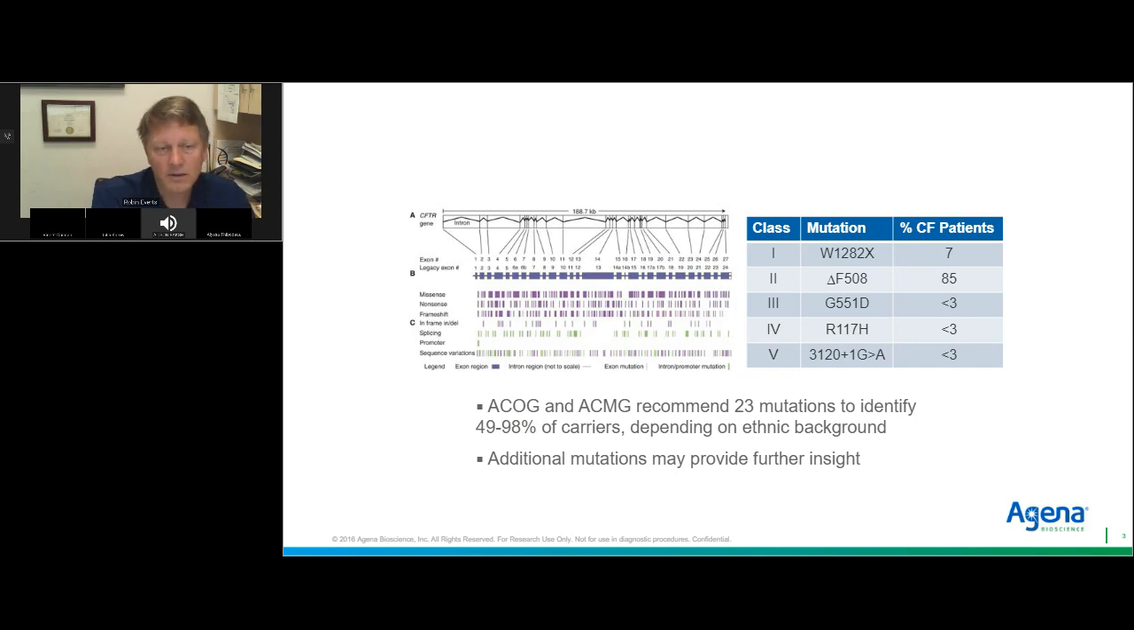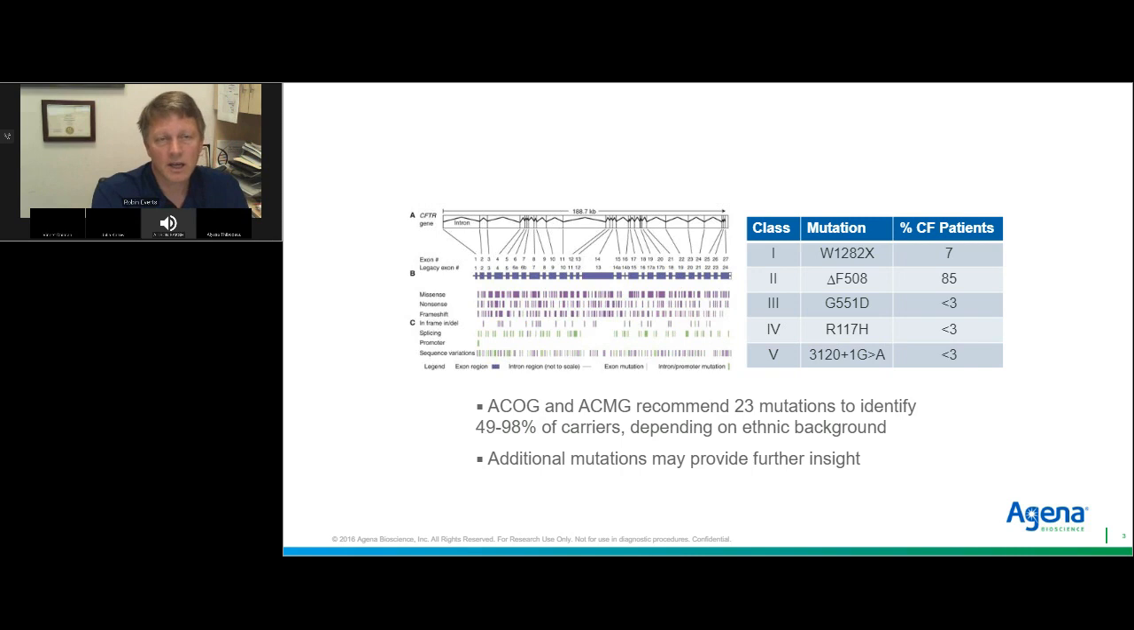As Dr. Dhiman also was talking about, the ACOG or ACMG recommends 23 mutations. And when you look at those mutations, they do really well for people from Caucasian descent, with about 98% of carriers found. However, in other ethnicities, such as Asians, you might only find about 49% of carriers or people affected by CF. So a lot of people will, in the future, look for other mutations also. And that's something with our IPLEX Pro CFTR 74 mutations, Dr. Dhiman has shown that it finds more affected people and more carriers than the standard 23 ACOG set.